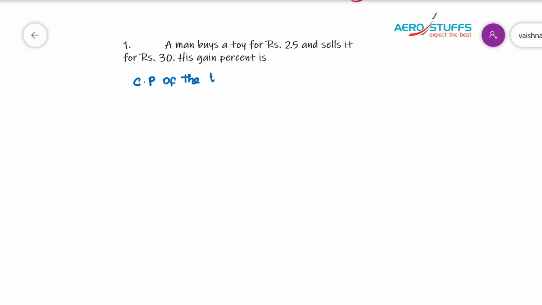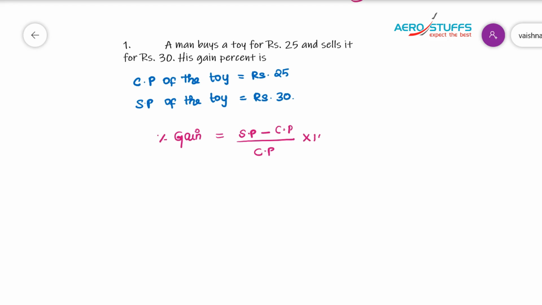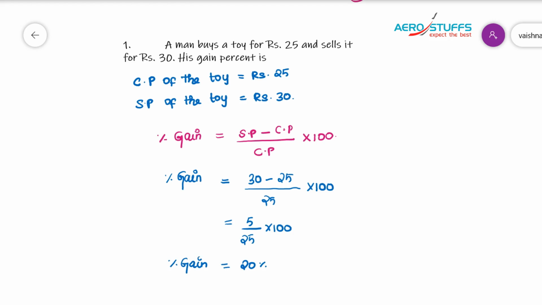A man buys a toy for rupees 25. So the cost price of the toy is 25 rupees and he is selling it for 30 rupees. Now the selling price of the toy is 30. You have to find the gain percentage. So the percentage gain is equal to selling price minus cost price divided by cost price into 100. This is the formula. You have to directly apply the formula and you'll get the answer. So 5 by 25 into 100, that is 20 percent. So the gain percentage is 20.